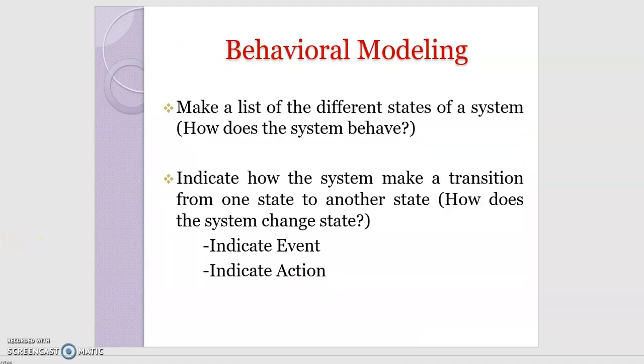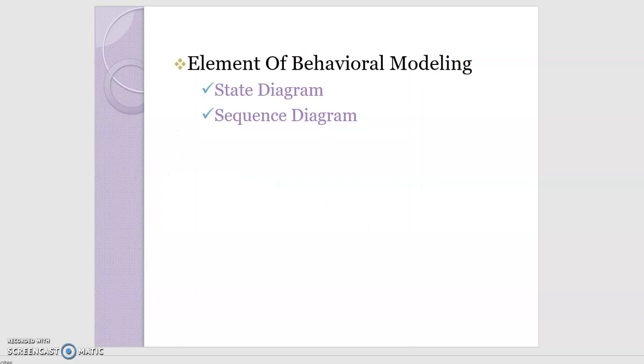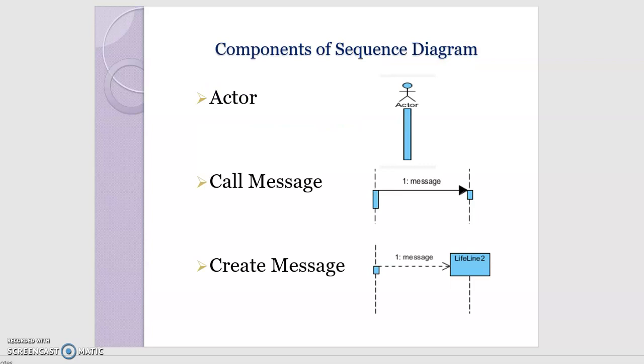The next is the behavioral model. The behavioral model makes a list of different states of a system, how the system will behave. Behavioral modeling consists of two diagrams, the state diagram and the sequence diagram. We will see the sequence diagram. In a sequence diagram, you have to write how the system will execute in a particular sequence.